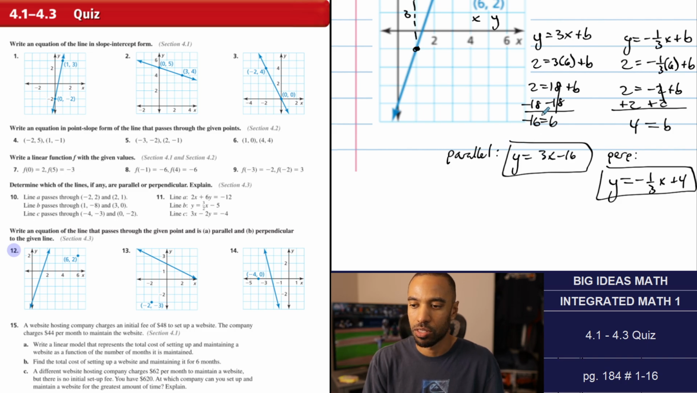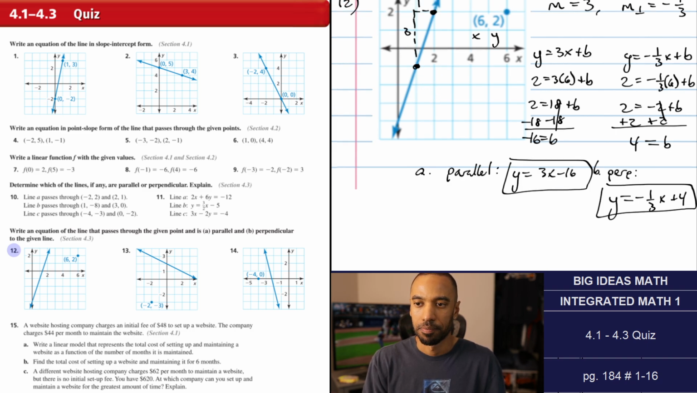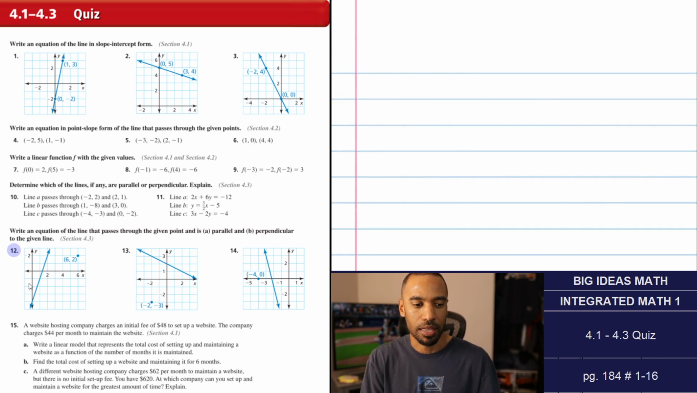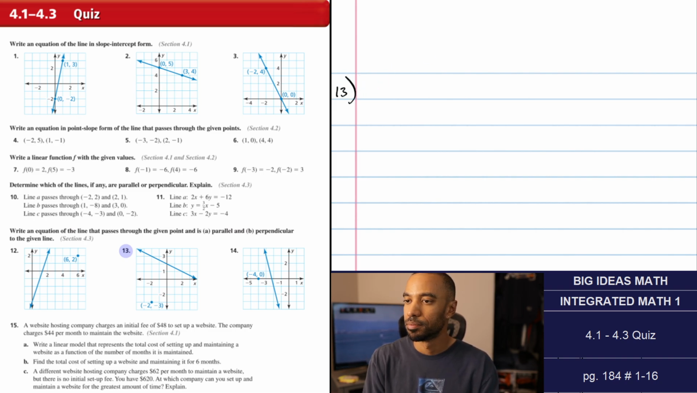Okay, there's the A, there's the B. Now this time I'll do them completely separate. Now that I see that they are parts A and B, I think we'll keep it a lot cleaner that way. So number 13, we have to go parallel and perpendicular to this line right here.